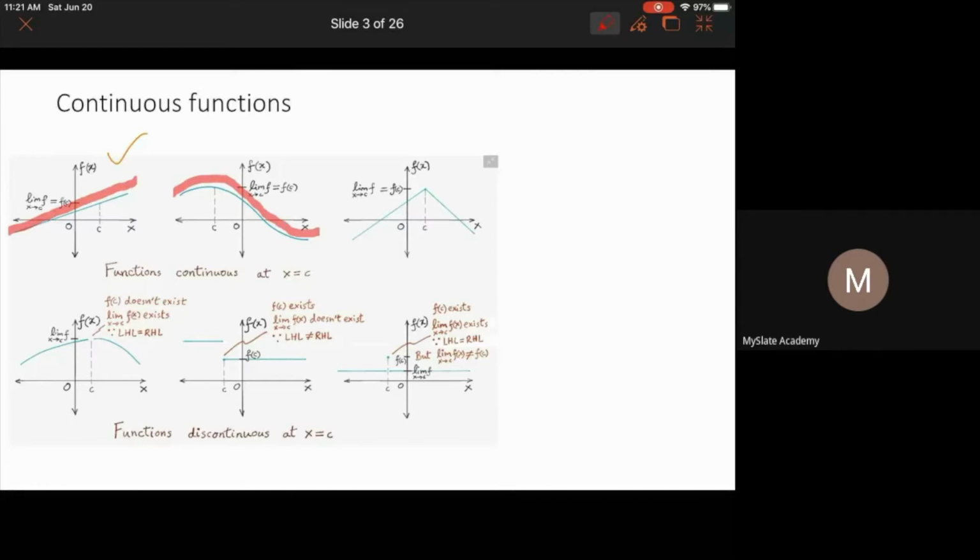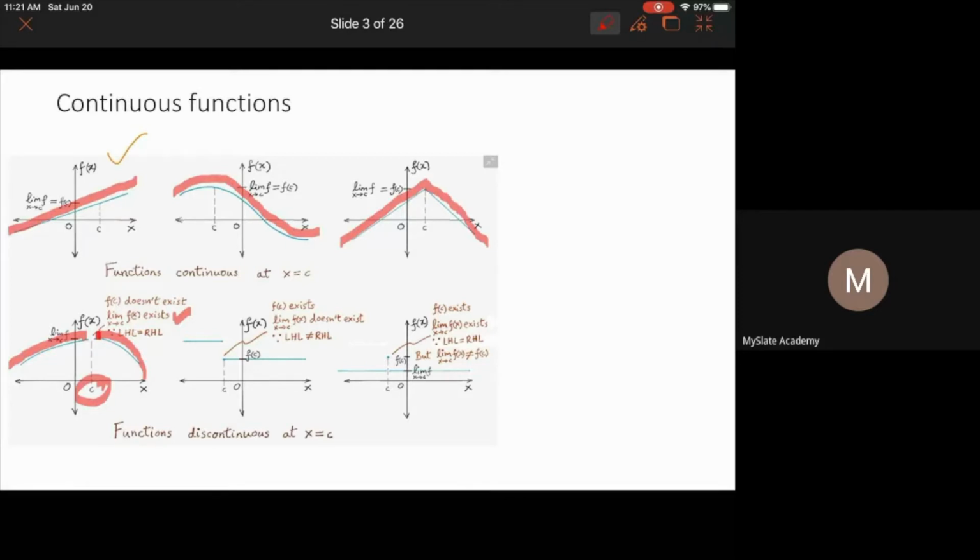Look at this top right function. It takes a sharp bend at this point, but still we don't have to lift the pencil or the pen. We can still trace it, right? Now look at this bottom left function. You see that it is not defined at x equal to c, and everywhere else it is defined on the x-axis. If you try to trace it, you go up to here and then you will have to lift your pen to proceed further, and that's an indication that it is probably not continuous at x equal to c, right?